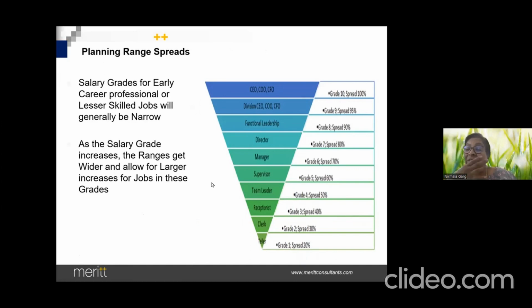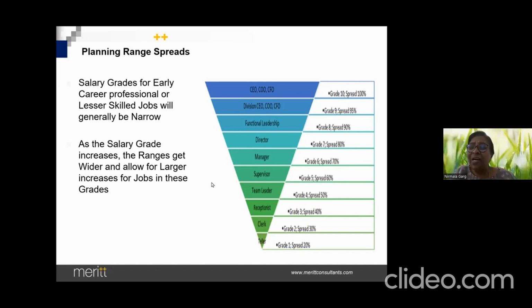Now, please, what is the spread? I want you to be clear. Anybody, can you just quickly tell me what is the spread? Simply, to be very direct: the difference between min and max of a grade. Got it, guys? Difference between min and max of a grade. That is called the spread.